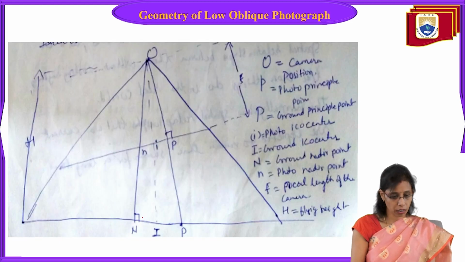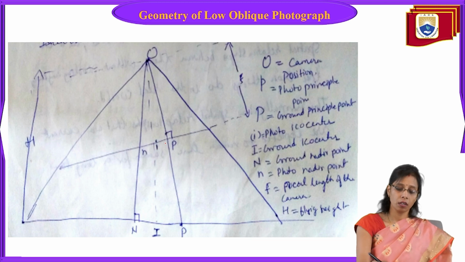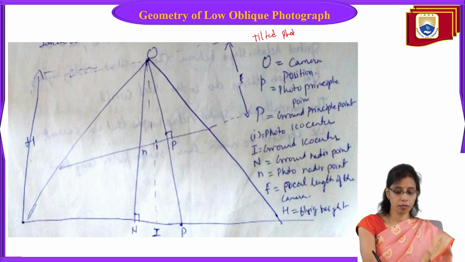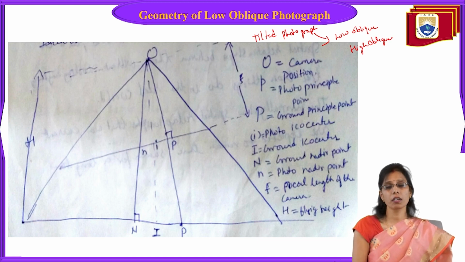Now you see the geometry of a low oblique photograph. Same like this, here we can see the geometry of the low oblique photograph. So what is a low oblique photograph? It is a tilted photograph. Tilted photographs are again of two types: low oblique and high oblique. So what is low oblique? Low oblique is the tilted photograph with the camera inclined at 30 degrees.